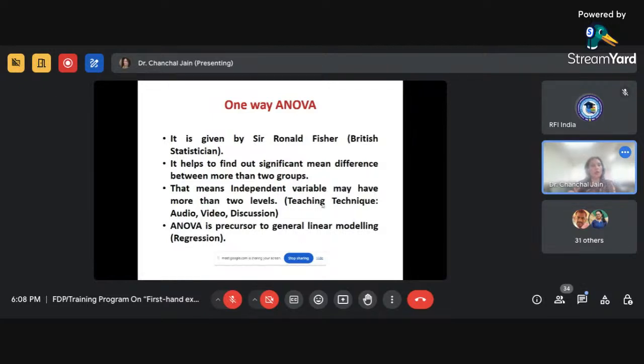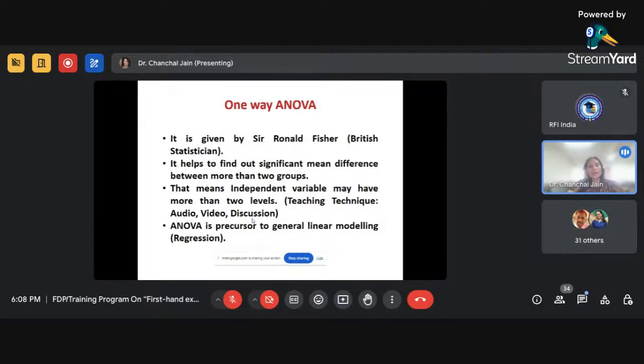Yes, ma'am. Here you can see I tried to put one example. Suppose I'm talking about the impact of teaching techniques on the performance of students. If I want to perform one-way ANOVA, I need to take at least three categories in the teaching technique. These can be audio, video, discussion, or any other method you use to teach your students. That way you can compare the mean difference in performance using these three different teaching techniques.